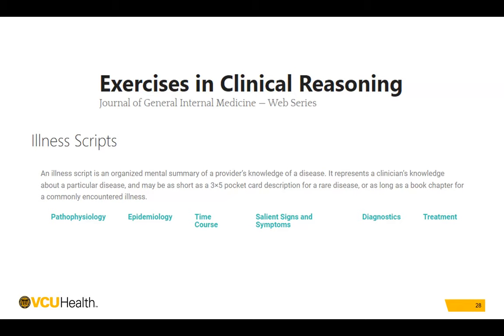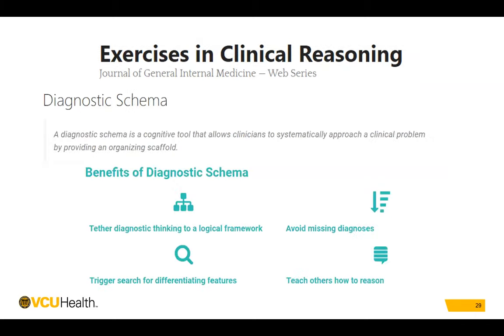After that, we get to use a plethora of resources, and I'll try to point to the resources I used as I expanded my illness script while working through this case. One thing that can be very useful too is if you have the opportunity to find a diagnostic schema that fits. This is going to help you think through things logically, consider diagnoses that you may have missed, and just organize your thought process.